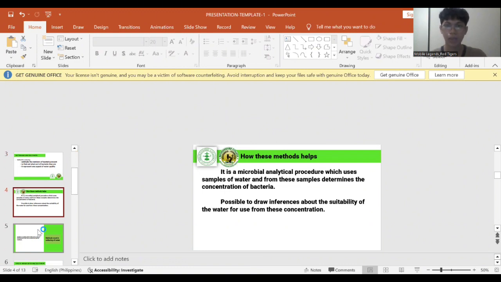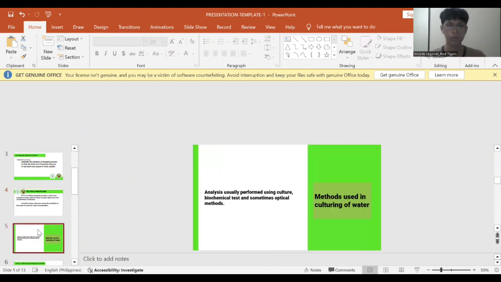How does this method help? It is a microbial analytical procedure which uses samples of water and from these samples determines the concentration of bacteria. So if you have a sample, you will determine the concentration of bacteria through these methods, and it is possible to draw inferences about the suitability of the water for use from this concentration.